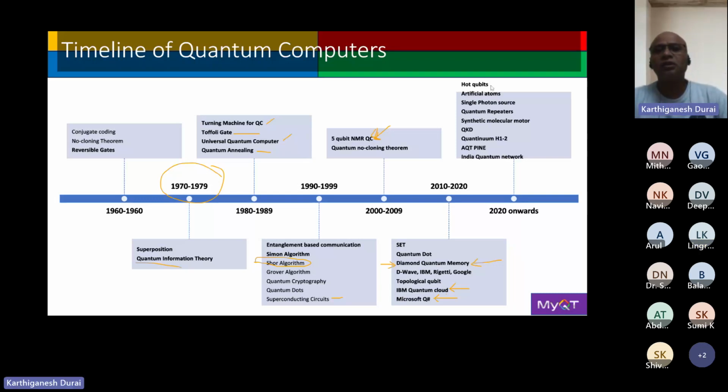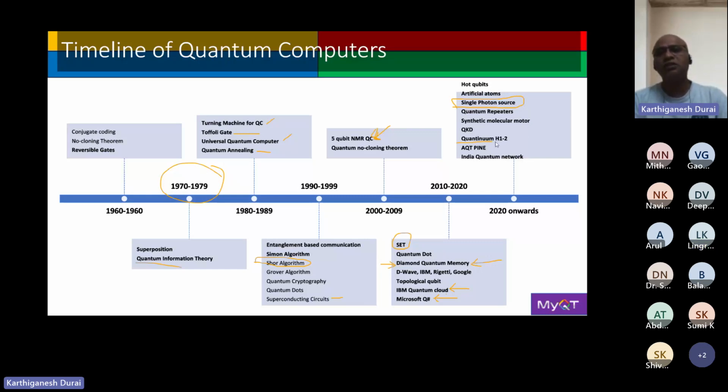Then hot qubits, artificial atoms, then single photon source. See, this is a single electron transistor and this is a single photon source. These two things are very, very important concepts. And quantum repeaters for building longer quantum networks. Synthetic molecular, oh, I remember I told you there is a molecular magnet based one, that is called synthetic molecular motor. Then QKD, quantum key distribution.